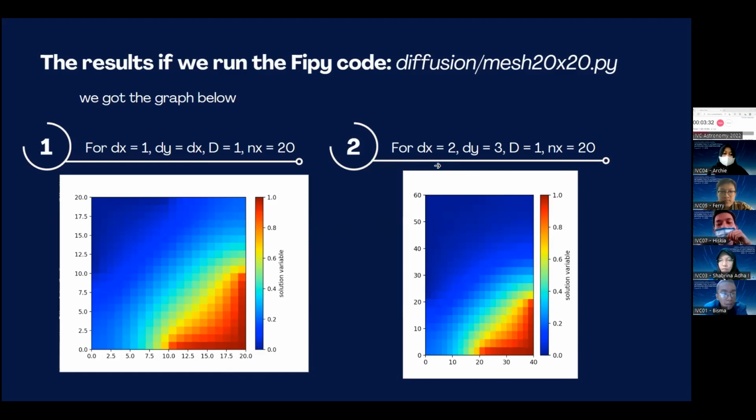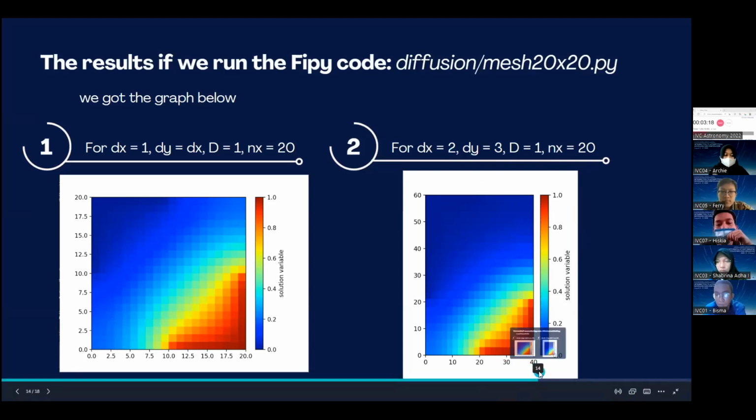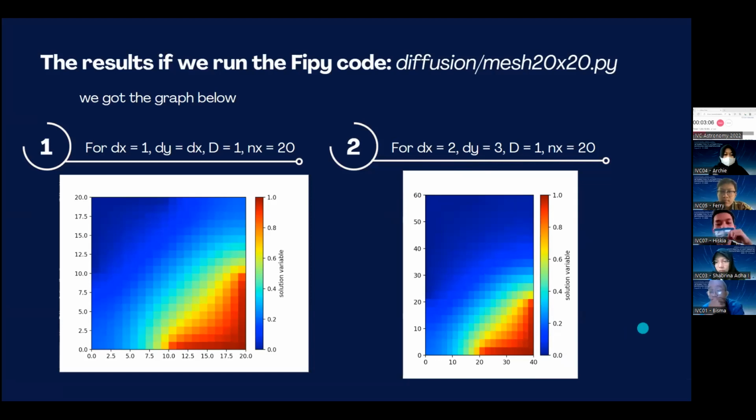For the second case, we do literally the same thing, but with different values of the variables. Here we use dx equals 2, dy equals 3, d equals 1, and nx equals 20. You can see the x-axis is the multiplication of dx times nx, 2 times 20, which is 40. And the y-axis is dy times nx, 3 times 20, which is 60, of course. So next.